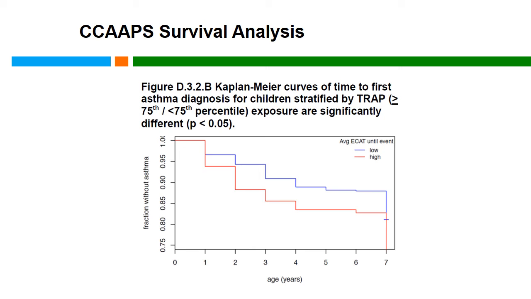The red curve is the cumulative probabilities of survival among children who were exposed to high levels of air pollution at birth. So what you can see from this figure is not only are the children who are exposed to high levels of air pollution more likely to develop asthma, but the time to asthma onset is shorter among those children with high levels of air pollution exposure at birth.